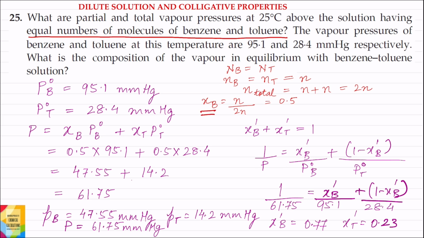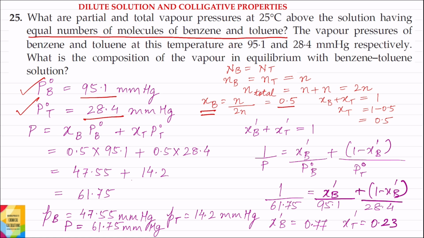So mole fraction of benzene is 0.5, and we know that mole fraction of benzene plus mole fraction of toluene for binary solutions is equal to 1. So mole fraction of toluene will be equal to 1 minus mole fraction of benzene, that is 1 minus 0.5, and this is equal to 0.5. Now the vapor pressure of benzene and toluene at this temperature are 95.1 and 28.4 millimeter of mercury respectively. So vapor pressure of benzene is 95.1, vapor pressure of toluene is 28.4.